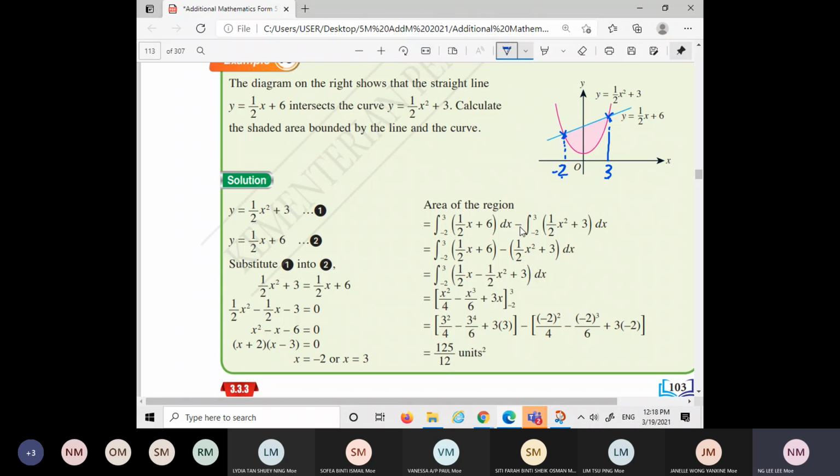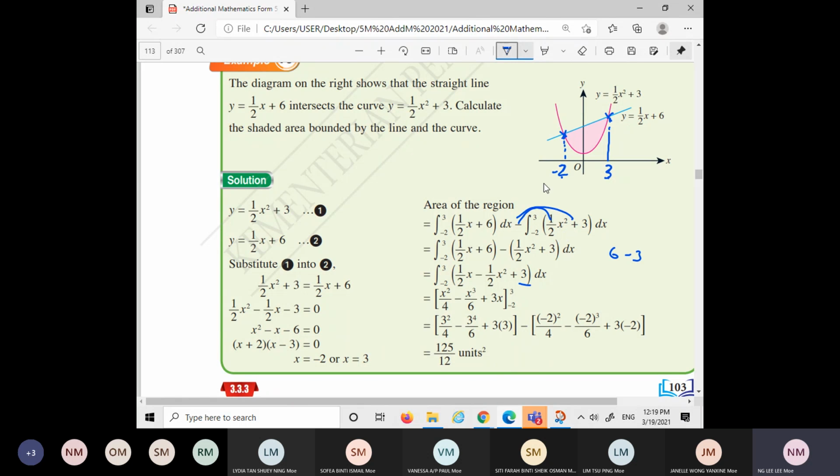Same thing. This one is negative, remember to apply it to both. So it becomes minus 1/2 x squared and then -3. When you open out the bracket, this is 6 minus 3, then you have a positive 3 here. Rearranging them is not needed, it's okay. Just integrate. After that, just put in the limits and then you get the answer.